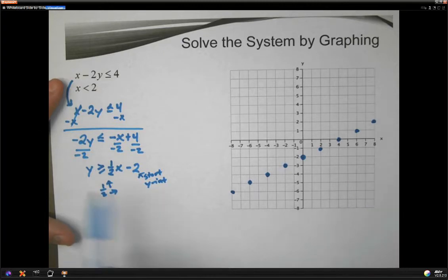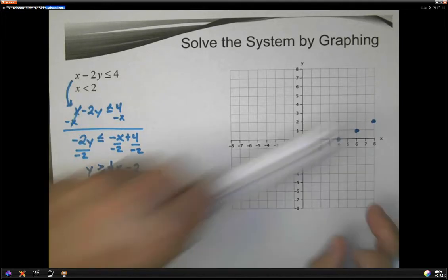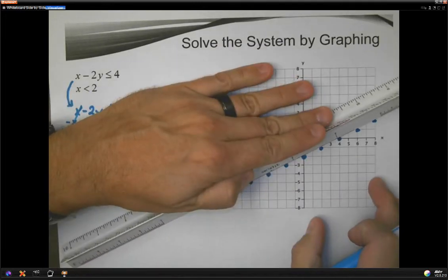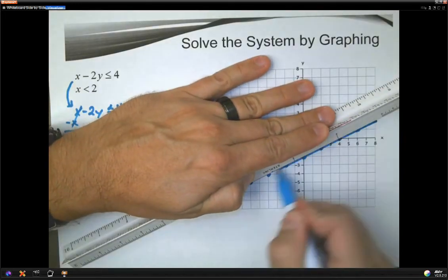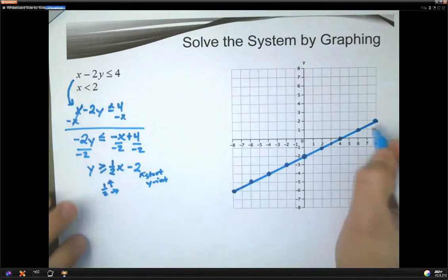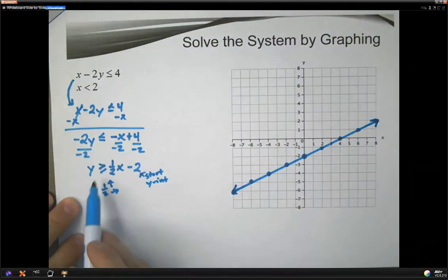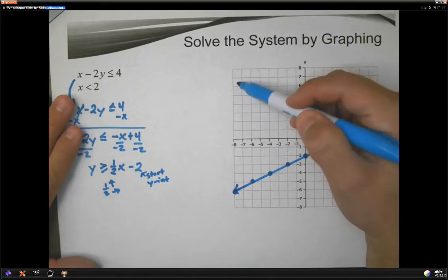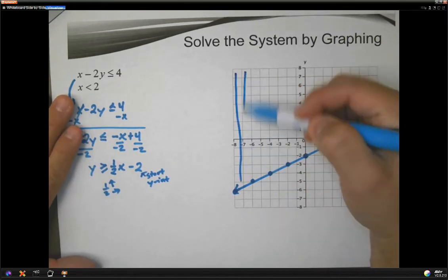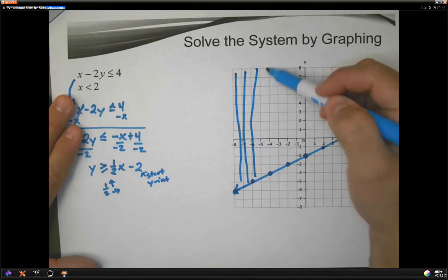Once I have my points, I have to decide, is it going to be a solid line or a dashed line? Well, because it's equal to, that implies a solid line. So we'll go ahead and draw our solid line through all these points. And this one says greater than, which means we are shading above. Remember, you're using that final version to decide that. And so it is greater than, and so we're shading everything above that region.